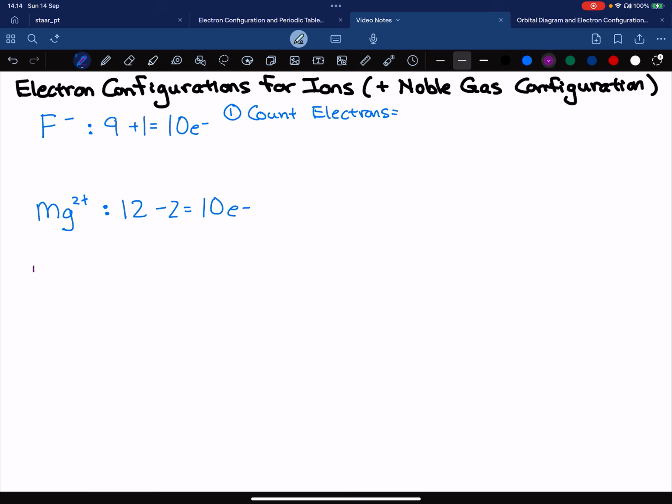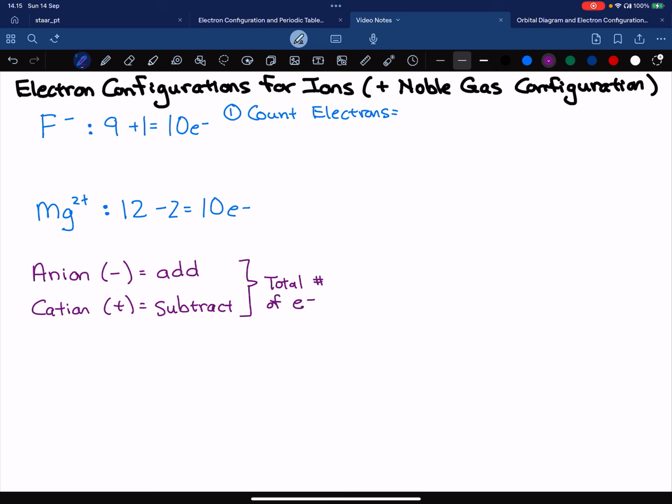So your basic rule is if you have an anion that's negative, you're going to add to get the total number of electrons. If you have a cation, and that's positive, you're going to subtract in order to get the total number of electrons. All right, so there you are. There's your basic rules.